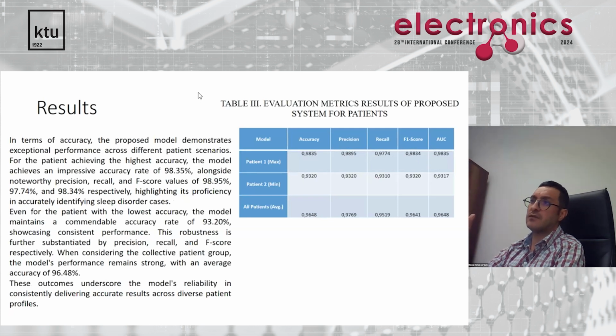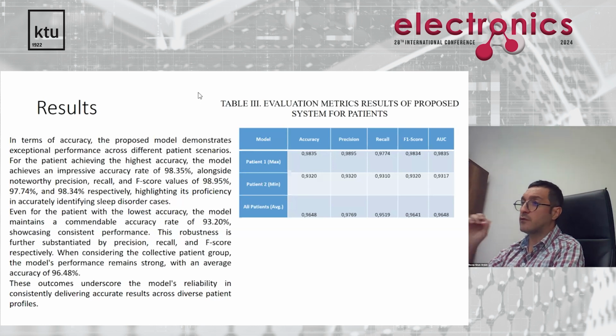For the patient achieving the highest accuracy, the model achieves an impressive accuracy rate of 98.35%, alongside precision, recall, and F-score values of 98.95%, 97.74%, and 98.34% respectively, highlighting its proficiency in accurately identifying sleep disorder cases.